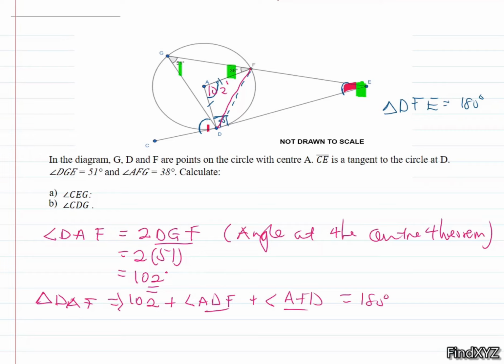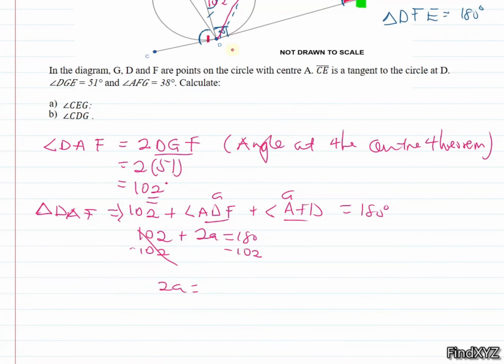But these angles are the same. They have the same measure. So let's represent it with A. If this is A, this will also be A. So we are going to have 102 plus 2A should give us 180. Then subtract 102 from both sides. That will give us 2A equal to 78. Then we divide both sides by 2, and we get A to be 39 degrees. So angle ADF is equal to angle AFD, and they are both equal to 39 degrees.